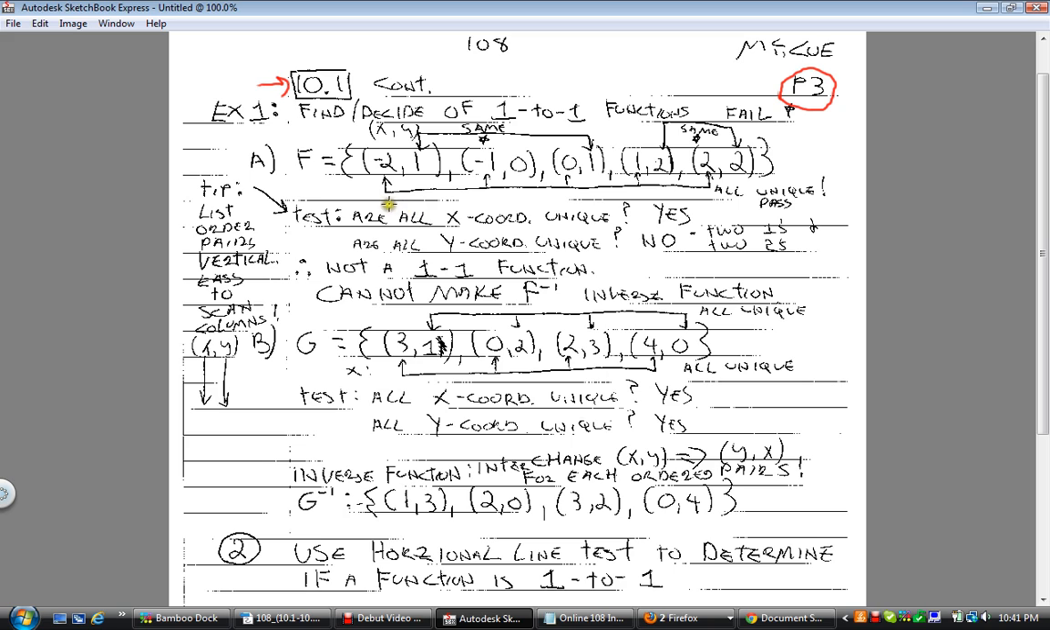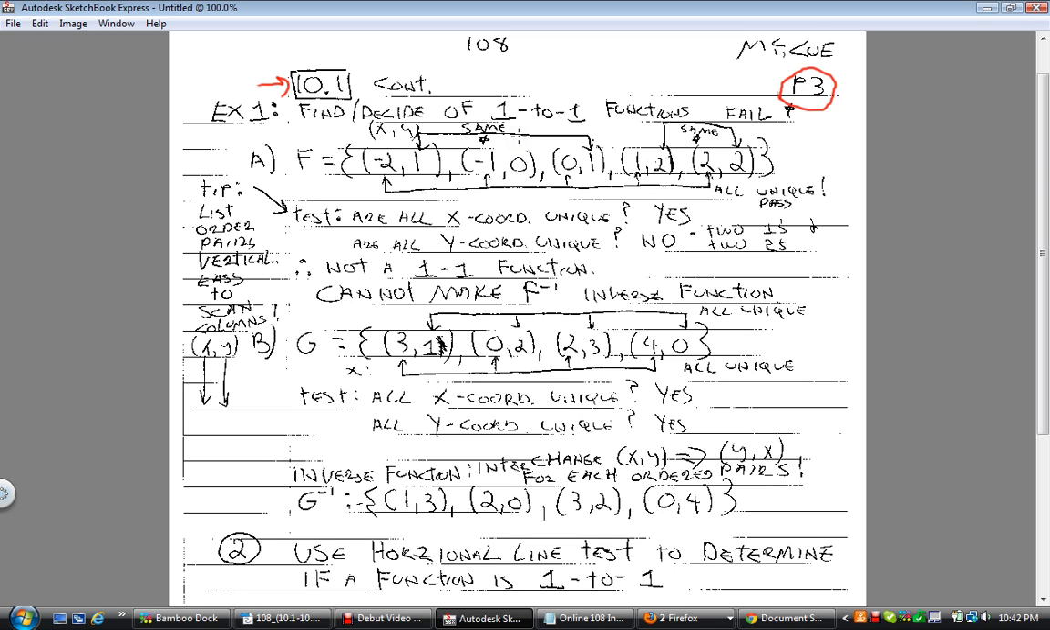And when I started this problem here, the problem was listed horizontally. I looked at all the x-coordinates and I see -2, -1, 0, 1, and 2, and I see they're all unique, so it passes that first test. Then simply now come up to the y-coordinates, check them, make sure they are all unique.